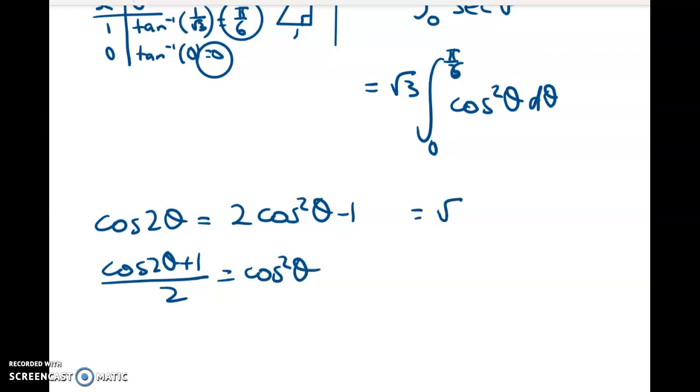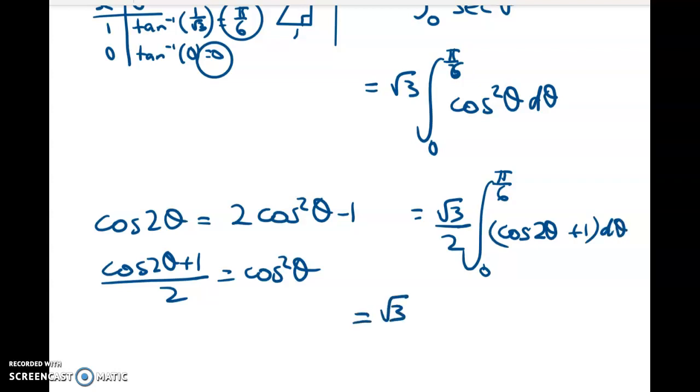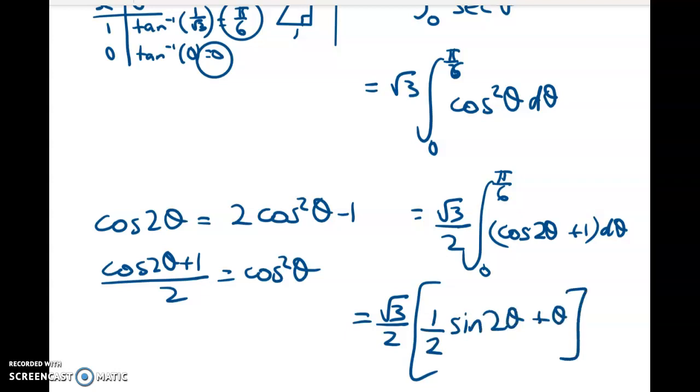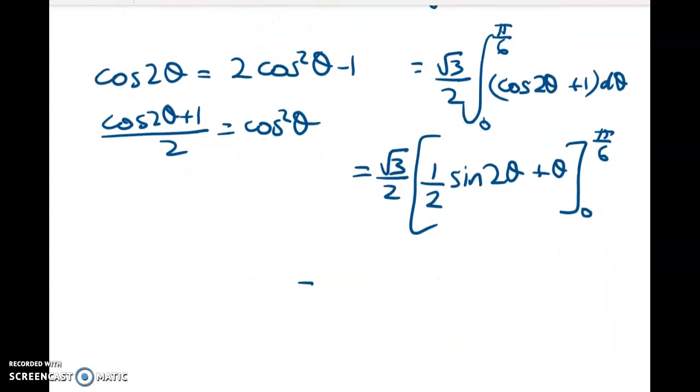So over here, we've got root 3 over 2, then the integral between pi on 6 and 0 of cos of 2 theta plus 1 d theta. So I don't get why they did the marks how they did them, because this feels fine, right? So we've got half of sine of 2 theta plus theta evaluated at these limits. So we've just got to watch out for positives and negatives now.